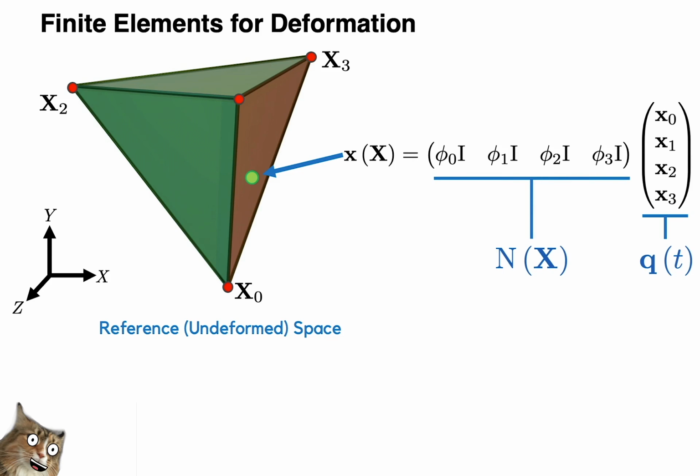Rather than carry this summation notation around, it's convenient to represent our reconstructed world space coordinates as a matrix vector product. Here N is a matrix of shape functions which multiplies our per tetrahedron generalized coordinates. Now we have all the pieces we need to turn our variational mechanics crank. We'll start where we always start, by computing the kinetic energy of a single tetrahedron.